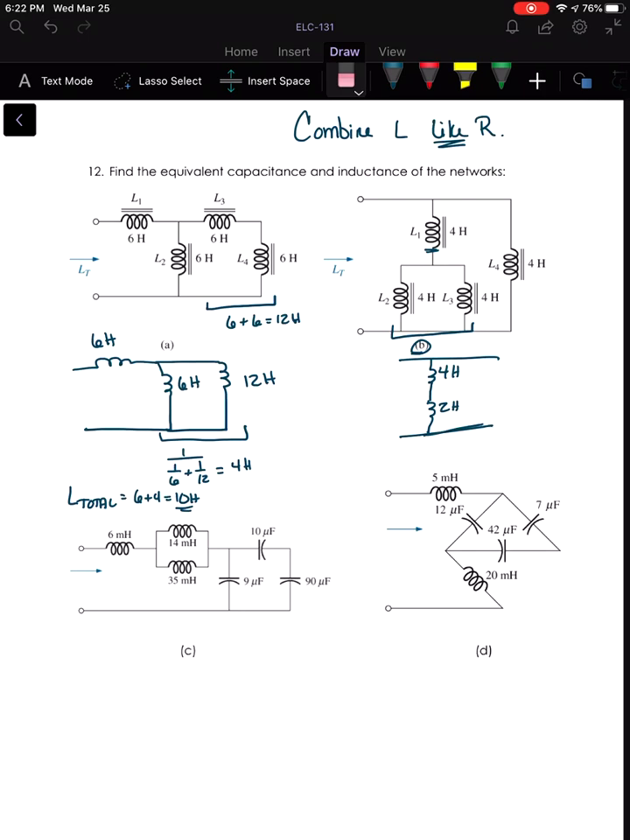And we've got, whoop, that's not a resistor. And here we have a 4 Henry inductor as well. So these combine, we've got 6 Henries here. So if we combine the 6 and the 4 in parallel, we get 2.4 Henries.